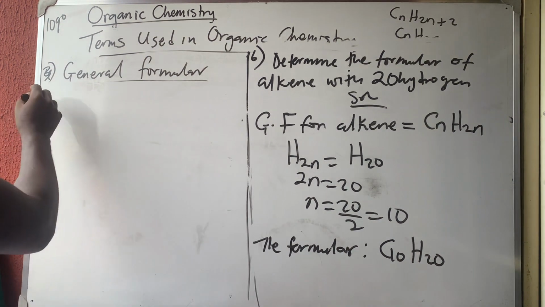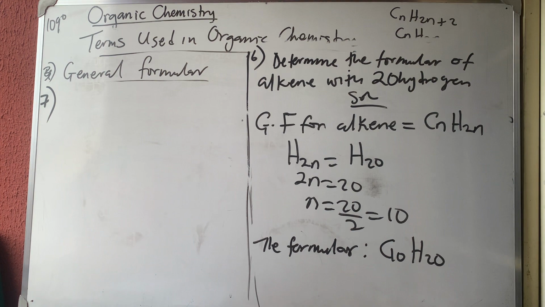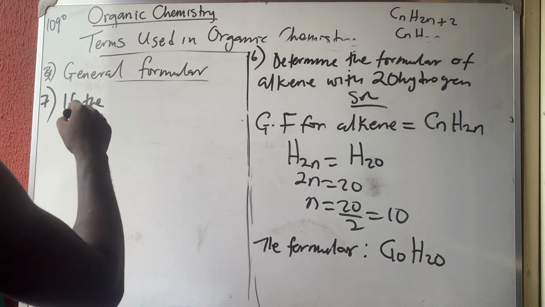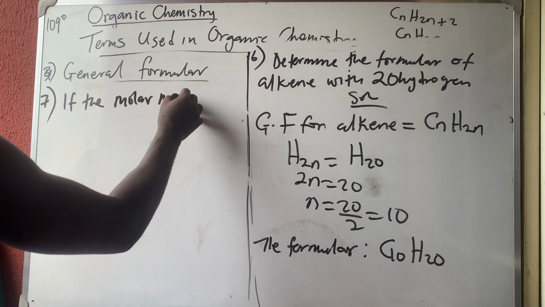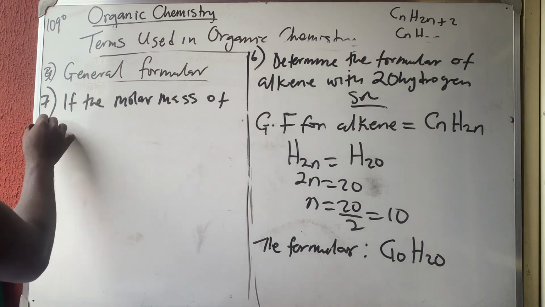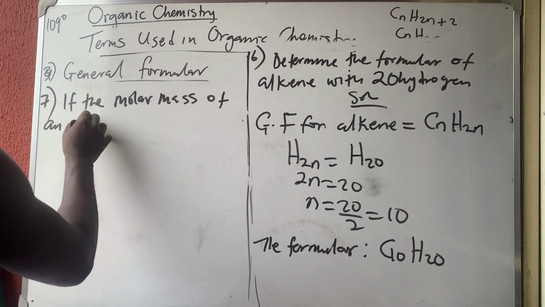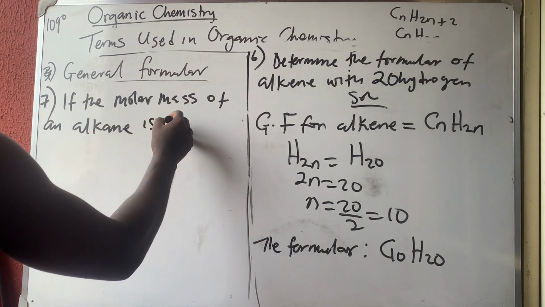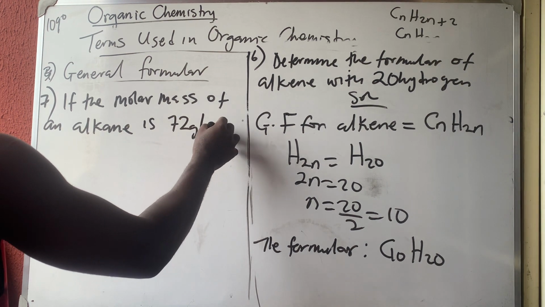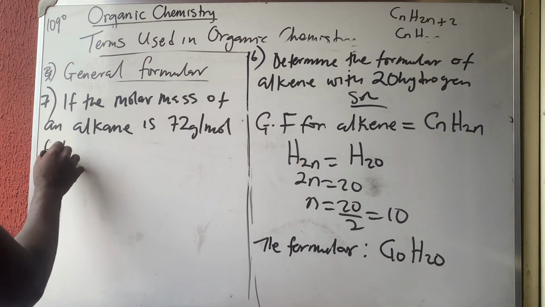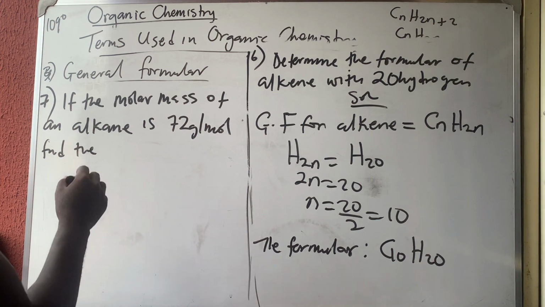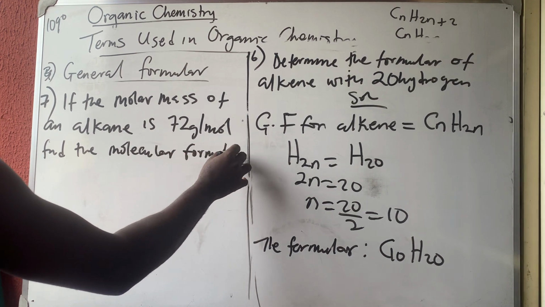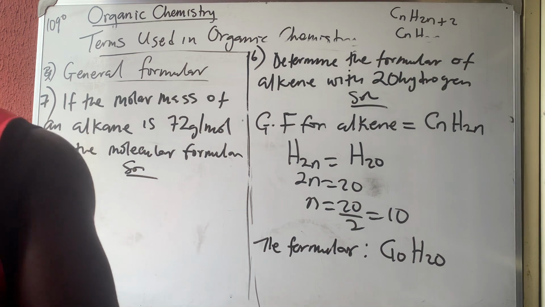Question number 7. Question number 7 said, if the molar mass of an alkane is 72 gram per mole, find the molecular formula. Solution, and this is very, very simple.